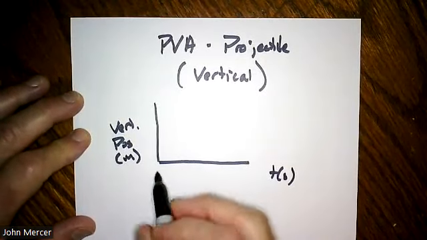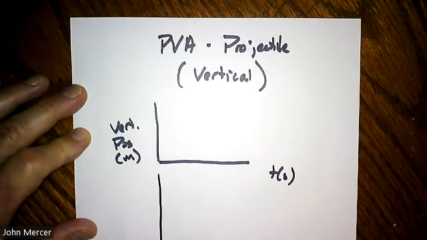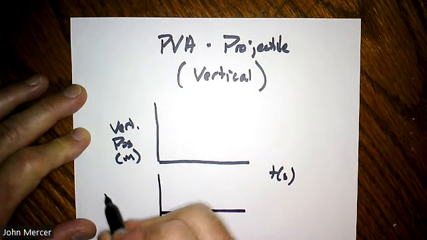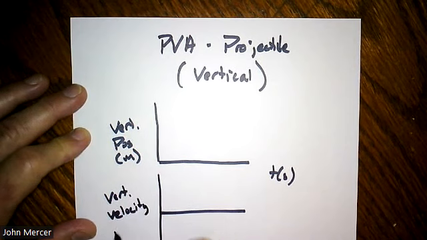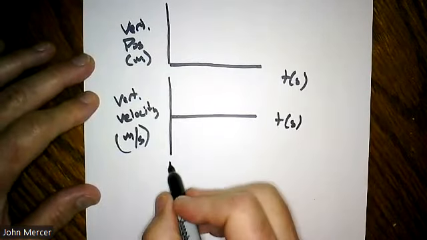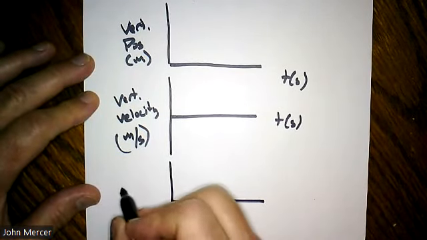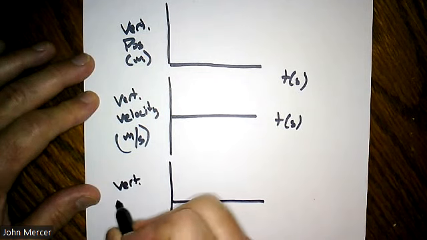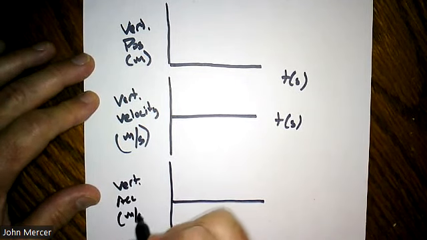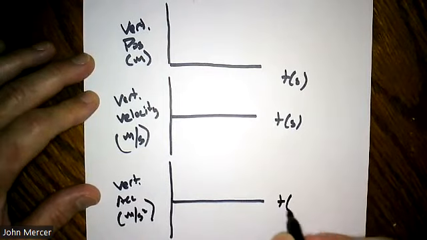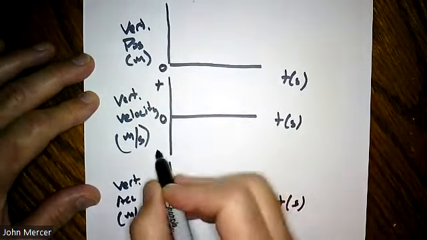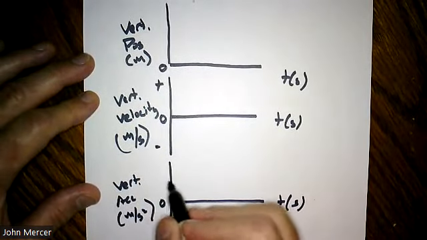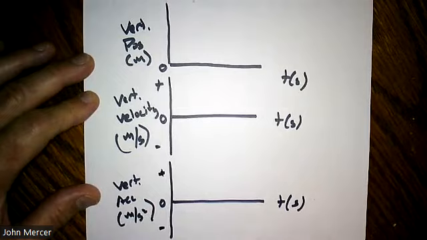Okay, I'll back up in just a second. And then we're going to do velocity, vertical velocity in meters per second versus time. And then acceleration, vertical acceleration, meters per second squared versus time. And I've got 0 here, here, here, and then this is positive velocity, this is negative velocity, this is positive acceleration, this is negative acceleration.